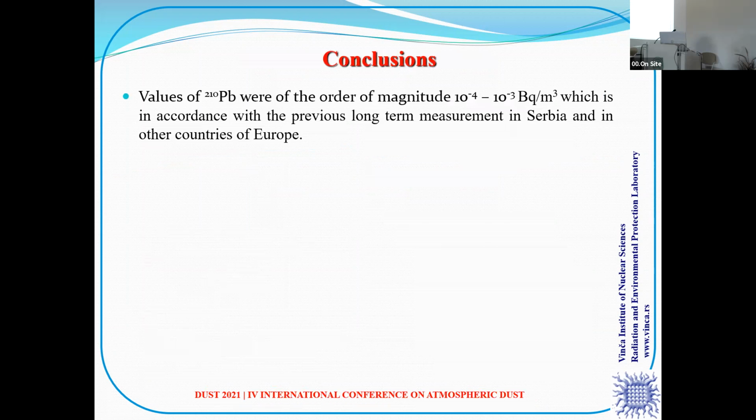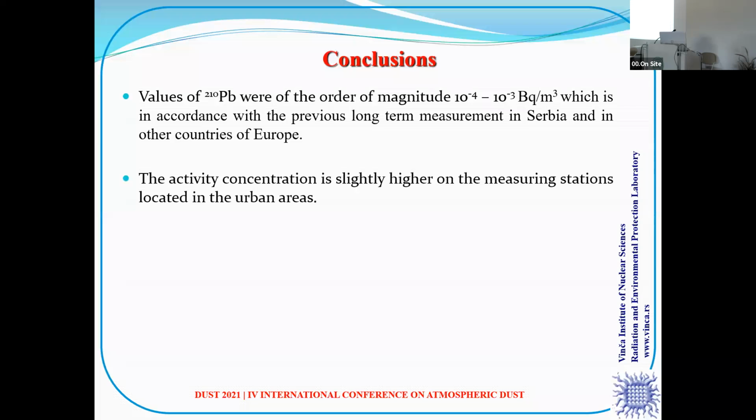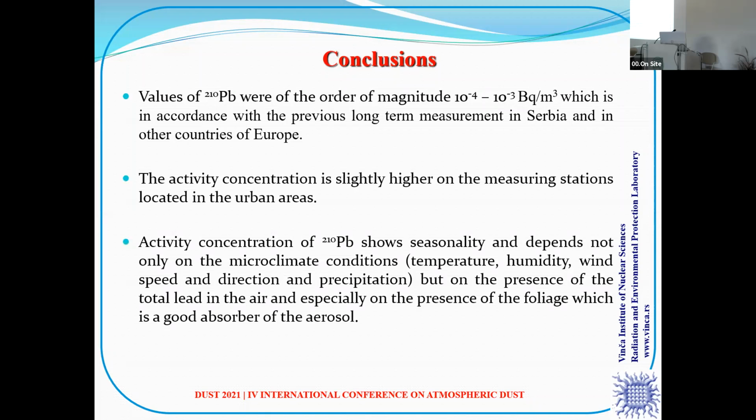As a conclusion of our investigation, we can say that all observed values of lead were of the order of magnitude of 10 to minus 3 to 10 to minus 4 becquerels per cubic meter, which is in accordance with the previous long-term measurements in Serbia and measurements in other countries of Europe. It is noticed that the activity concentration is slightly higher on the measuring stations located in the urban areas.